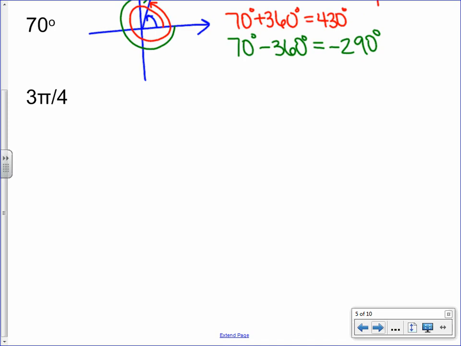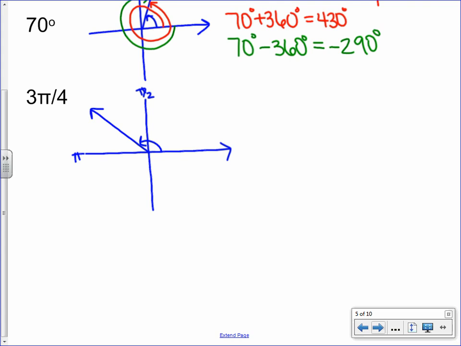First of all, 3 pi over 4 is our angle. What quadrant would that be in? It'd be in the second, because remember this is pi. 3/4 of pi would be less than that, right? This is pi over 2, so 1/2 pi. 3/4 would be exactly between 1/2 pi and 1 pi, right? So here is 3 pi over 4.